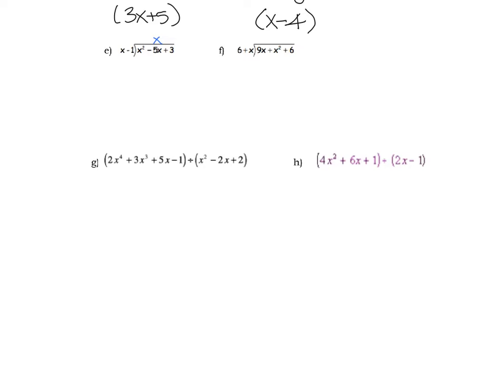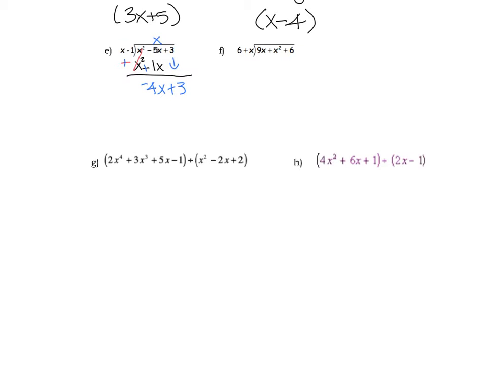So now let's multiply this out. X times x gives me x squared. X times negative 1 is negative 1x. All right. So when I subtract here, those cancel out, which is what we want. Remember, here we have that double negative again, so those become positives. So negative 5x plus a positive 1x is actually negative 4x, and I will bring down that plus 3.